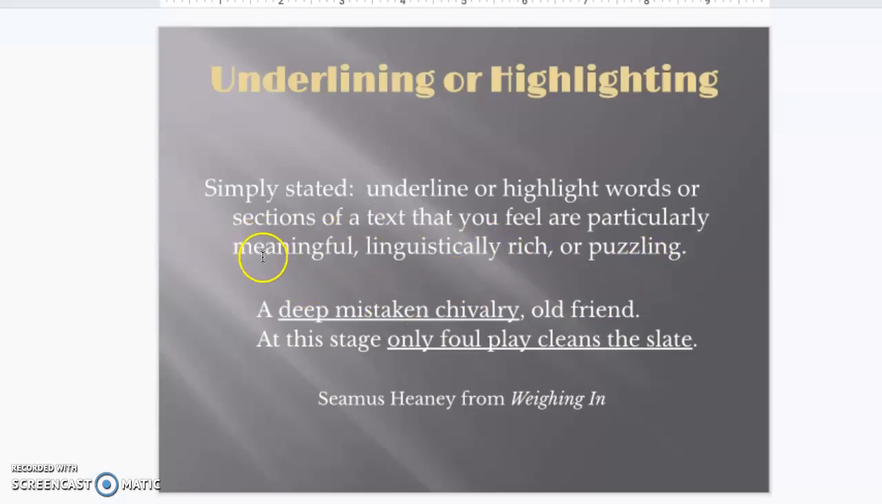But you want to always keep these concepts in mind. Is it something that's meaningful or important? Is it just linguistically rich? Do I like the way it sounds? Or is there a cool device that the author is using? Or is it something I have a question about that I might want to go back to later? So those are the things you should think about as you underline or highlight.